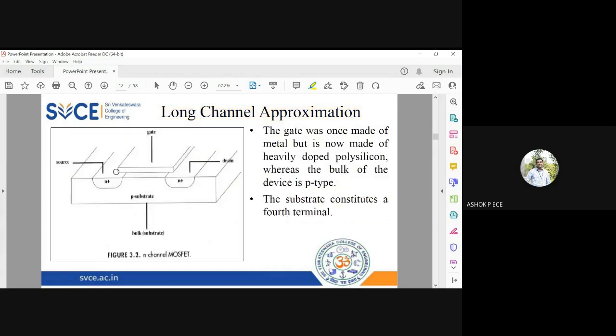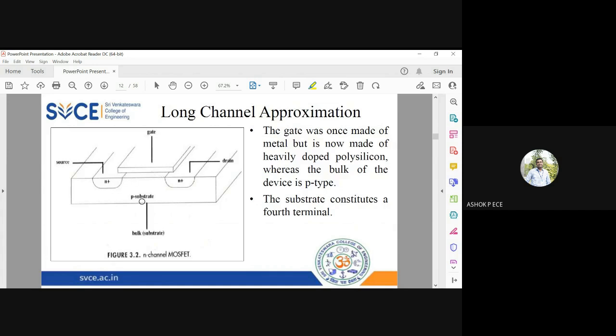So I'm going to have an N-channel MOSFET where source and drain regions are fabricated into an N plus region. N region means electrons, N plus means more number of electrons. It is even more heavily doped. Then the gate, you see, it is a metal oxide semiconductor.